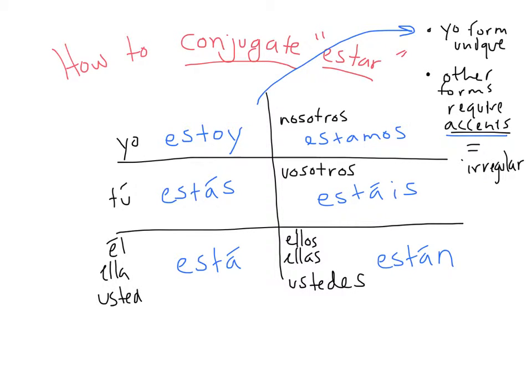So it's really important that I'm very careful with my spelling. So just to recap, we have I am, you are, he, she, or you formal is, we are, you all are in Spain, and they or you plural are. Just a reminder once again that we're only going to use this verb when we're talking about how someone feels or locations. So keep that in mind.